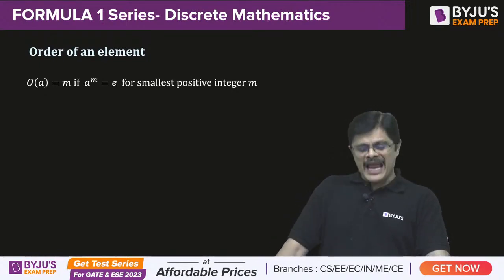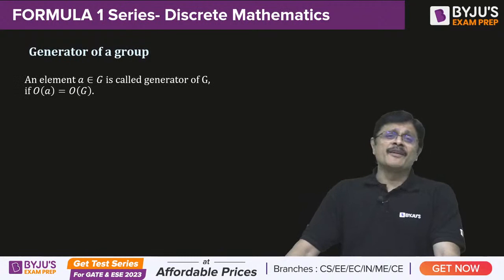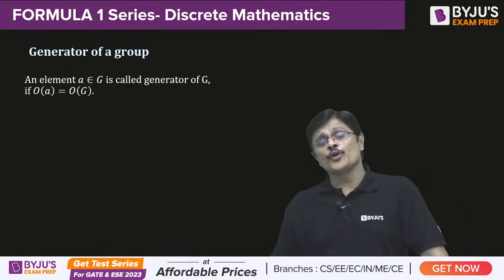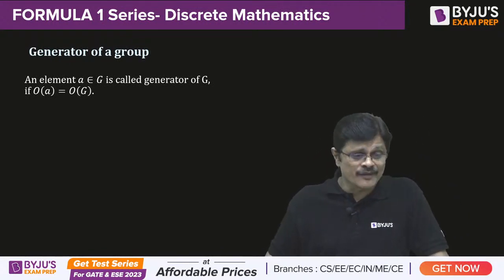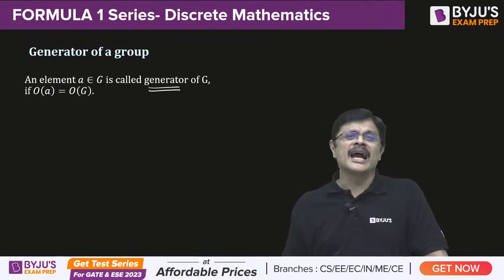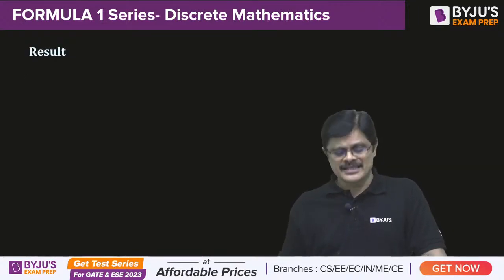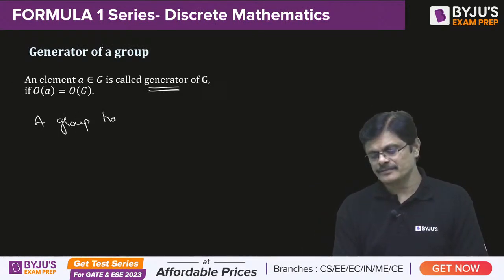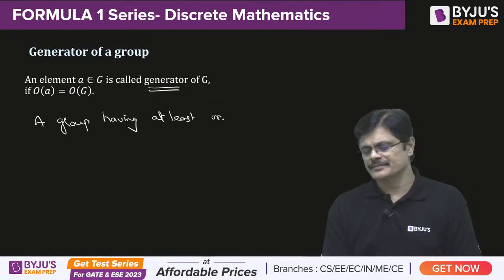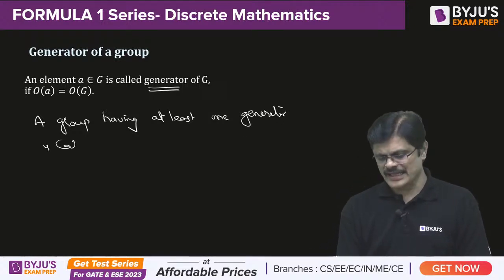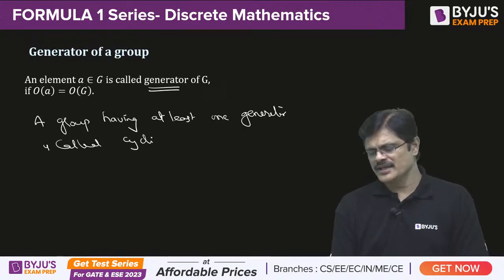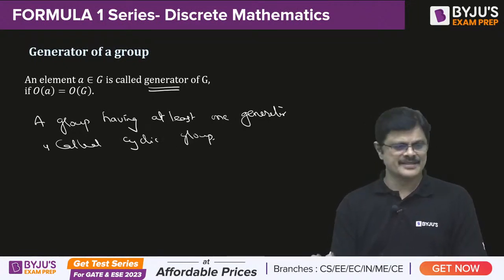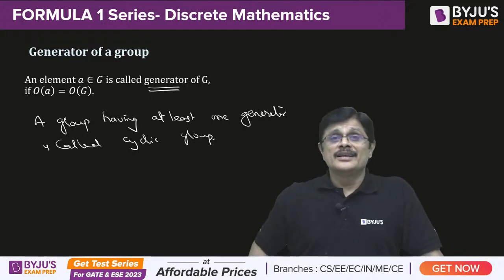And an element whose order is equal to the order of the group is what is called a generator of the group, sir. Such an element is called a generator, and a group having at least one generator is called a cyclic group, my dear friends.